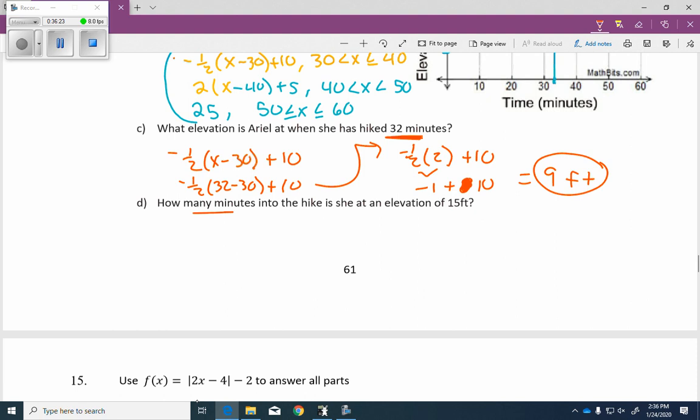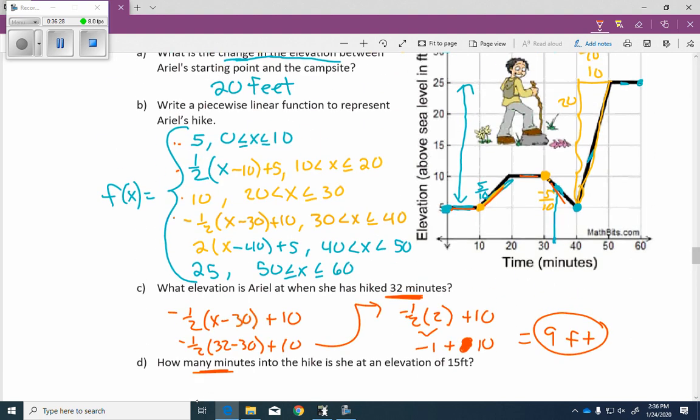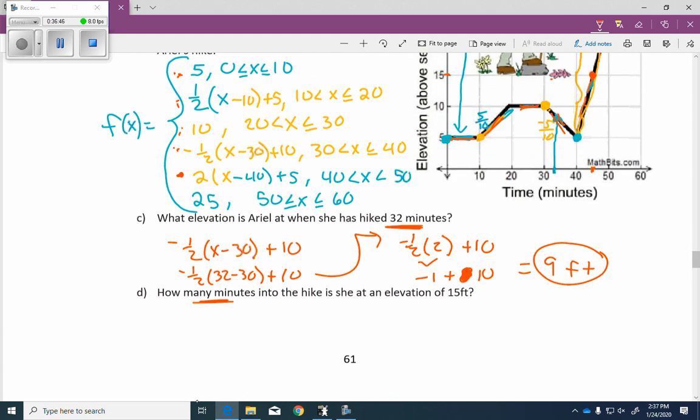And now it asks how many minutes into the hike is she at an elevation of 15 feet. I could find 15 feet easily, but again, on the graph, I'm unsure. Somewhere between 40 and 50. It's in the 5th piece. So I'll use 2 times x minus 40 plus 5. But remember, here they're telling me the elevation. They're telling me the y value. So 15 has to equal this 2 times x minus 40 plus 5.